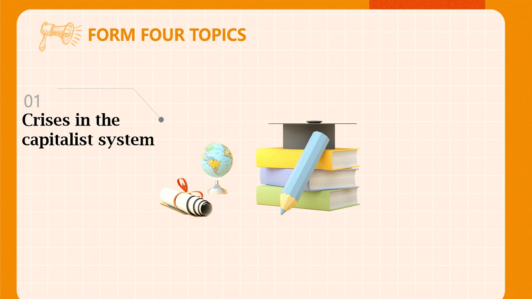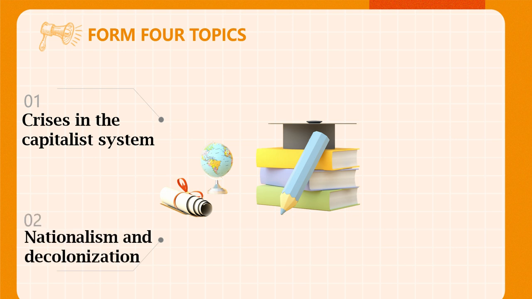Number 1 is crisis in the capitalist system. In this topic, we are going to check 3 crises that happened in the capitalist system, especially in Europe, but they also affected the Africans because they occurred during colonialism. And these crises were the First World War or WW1, the Great Economic Depression, and the Second World War or WW2.